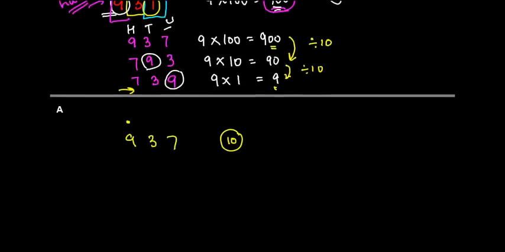Now let me ask you a question. If I take this number 937, what will come after the units place?